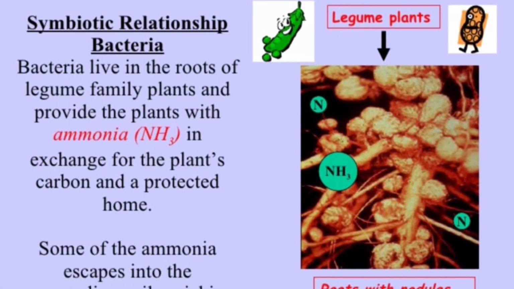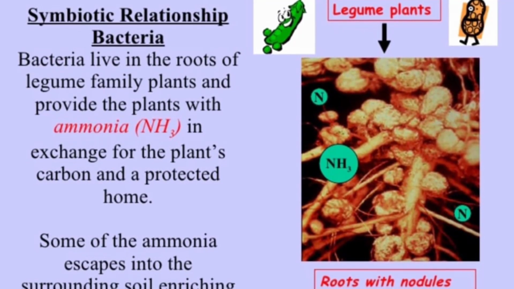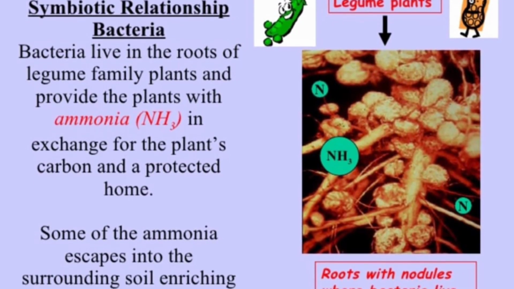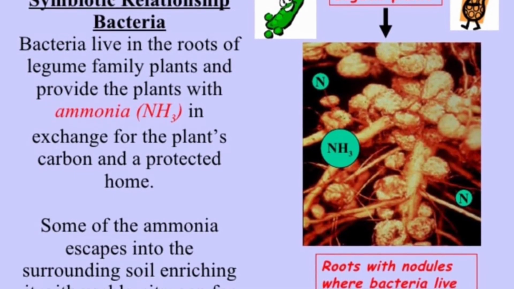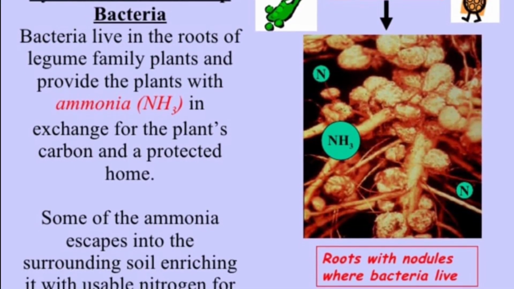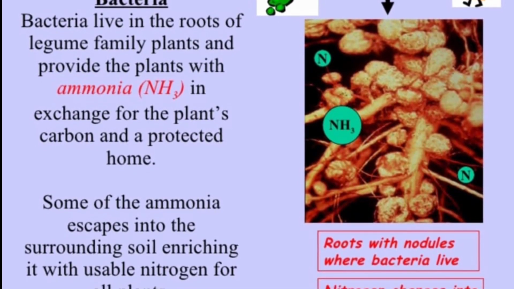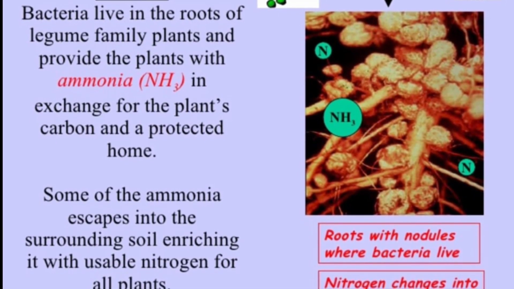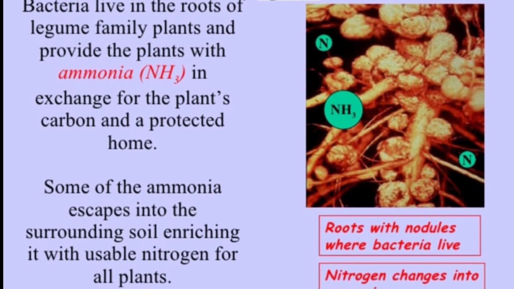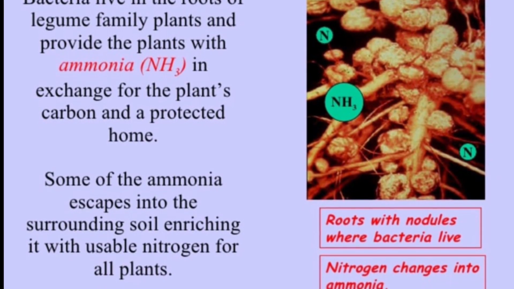Symbiotic relationship bacteria. Bacteria live in the roots of legume family plants and provide the plants with ammonia in exchange for the plant's carbon and a protected home. Some of the ammonia escapes into the surrounding soil, enriching it with usable nitrogen for all plants.